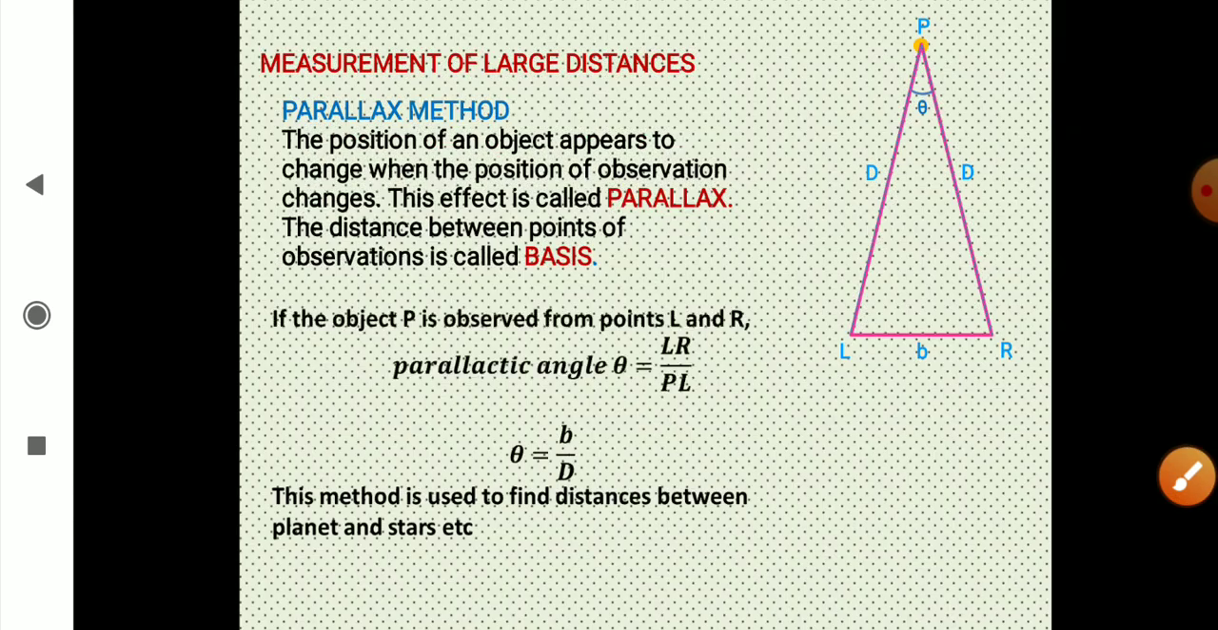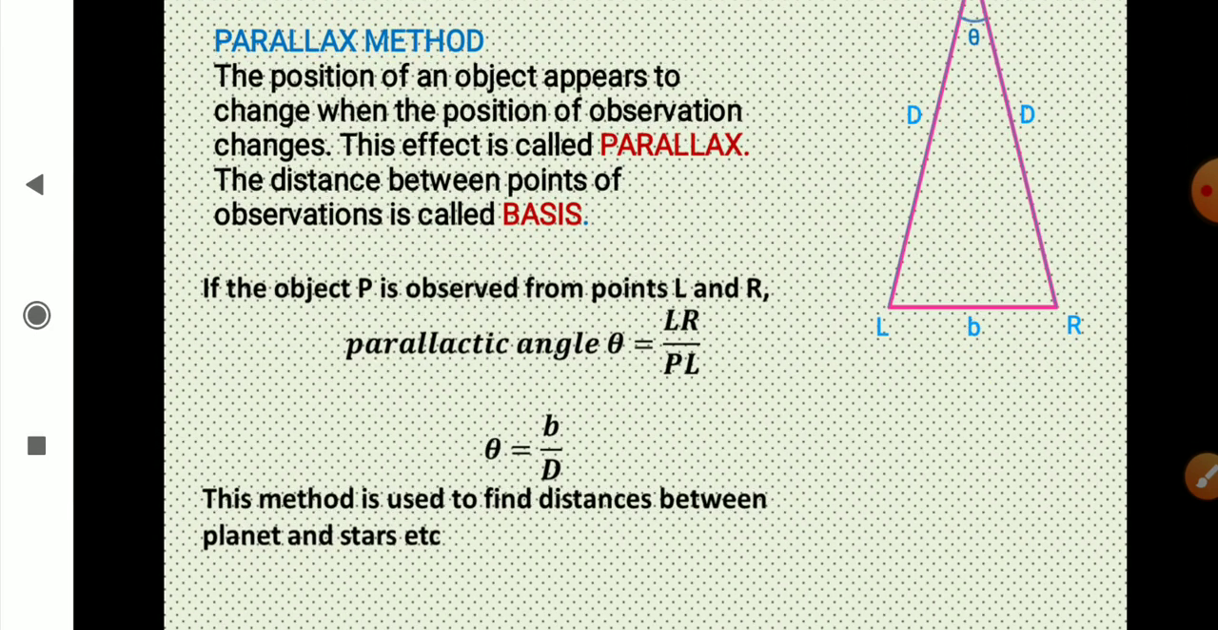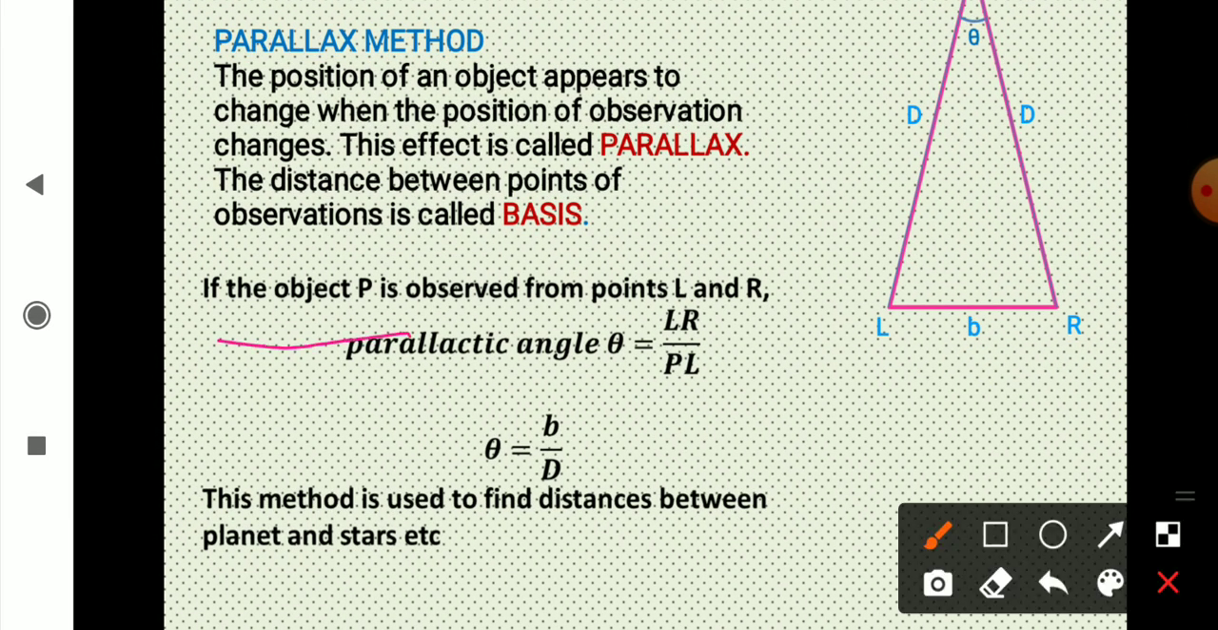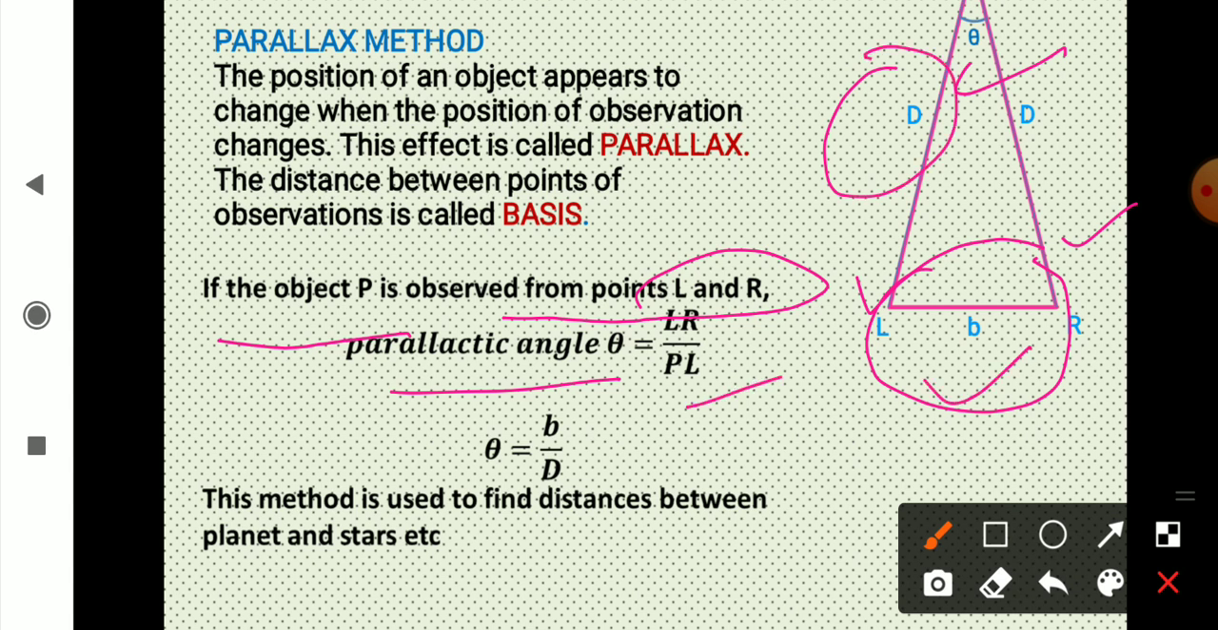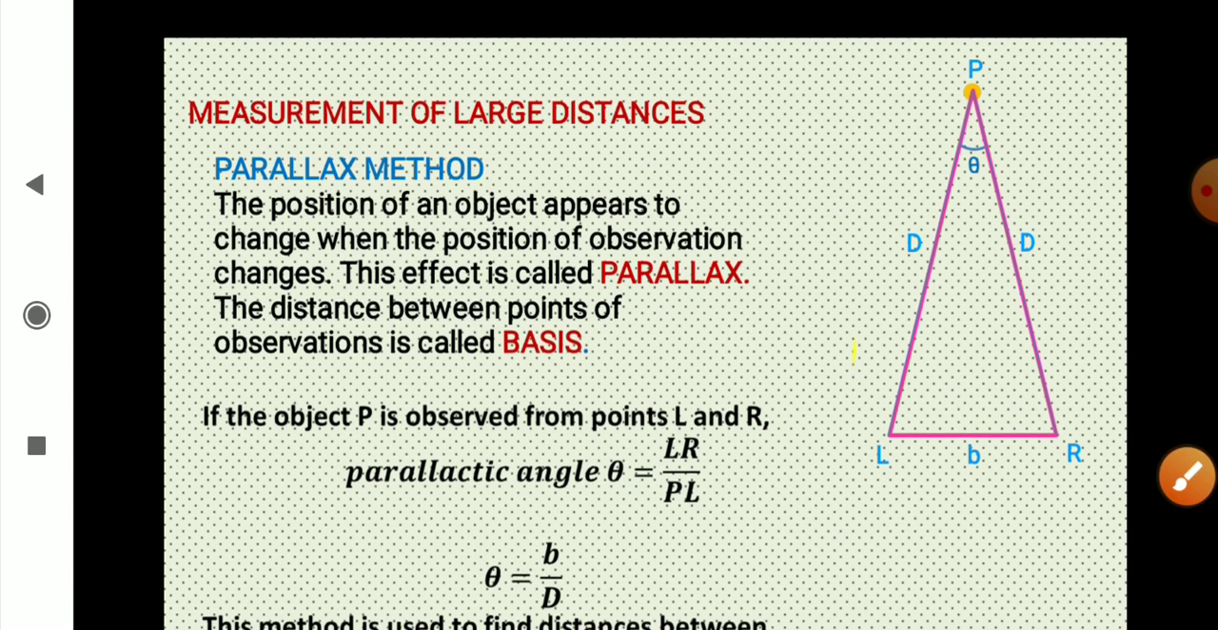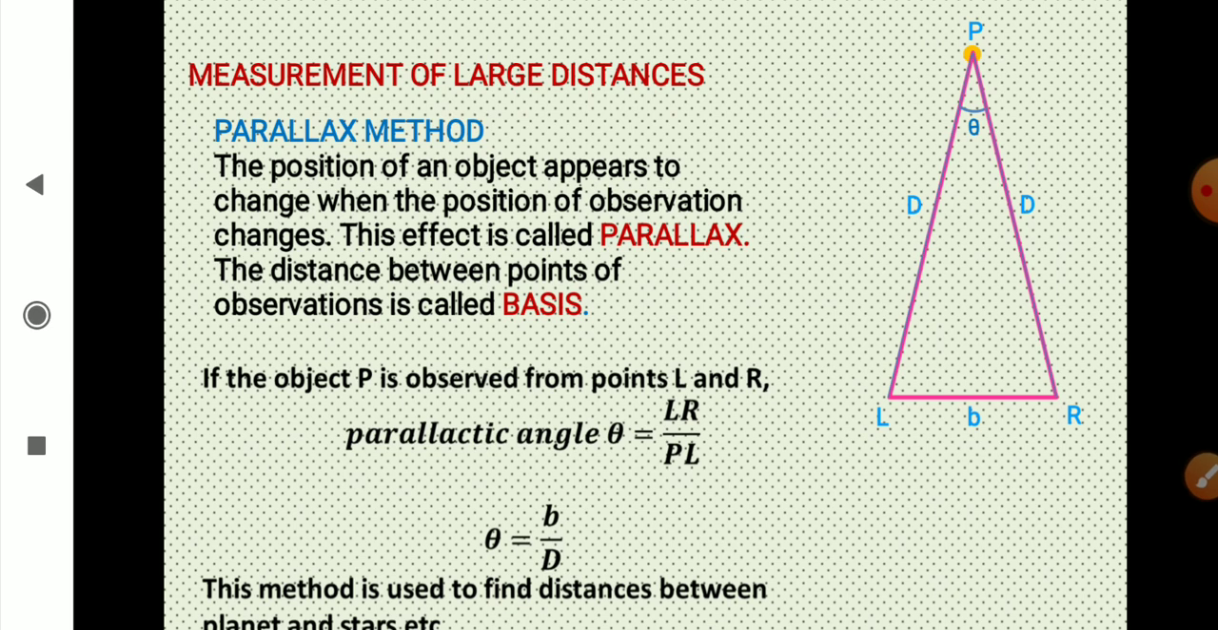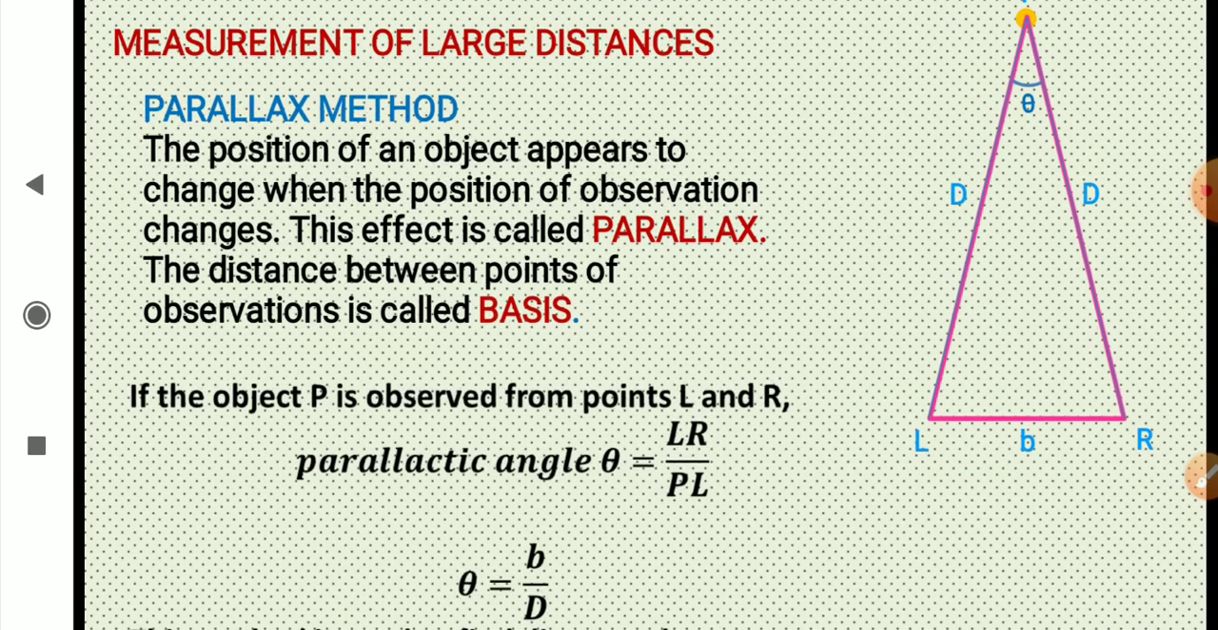So let's see what we do here. If the object P is observed from points L and R, then parallactic angle theta is equal to this arc upon the radius. Now this is equal to LR upon PL, and that is equal to B, the size of basis, upon distance D. And using this relation, we can find out this distance very easily. So this method is called parallax method, and we can use this method to find distance of distant planets and stars and moon, etc. So let us see how we do it.